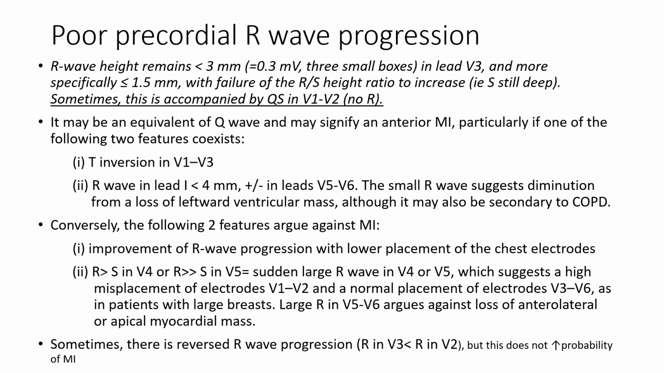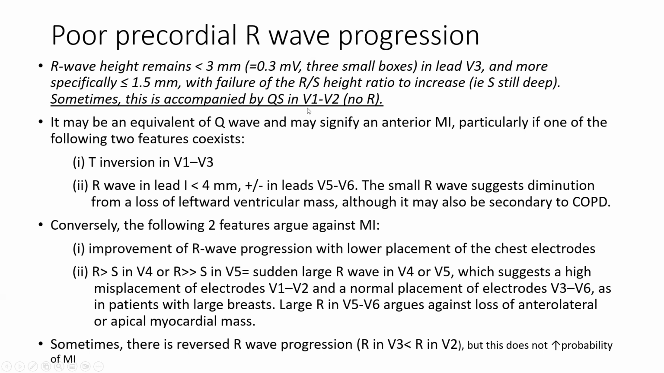What is poor precordial R wave progression? I want you to know, this is a term that is commonly used. I want you to know exactly what it is. The actual definition is R wave height remains less than 3 millimeters, 3 small boxes in lead V3, and more specifically, the one I use, less than 1.5 box in lead V3, with failure of the RS height ratio to increase, meaning S remains very deep.